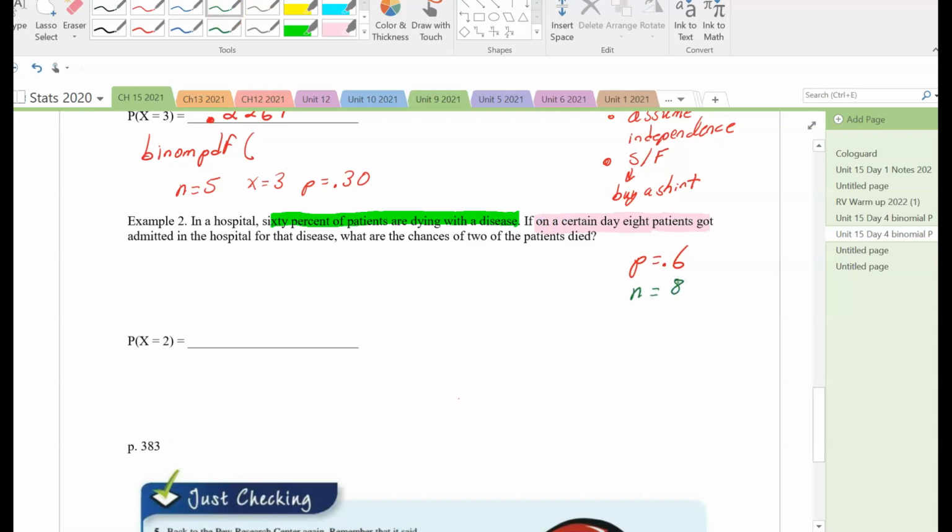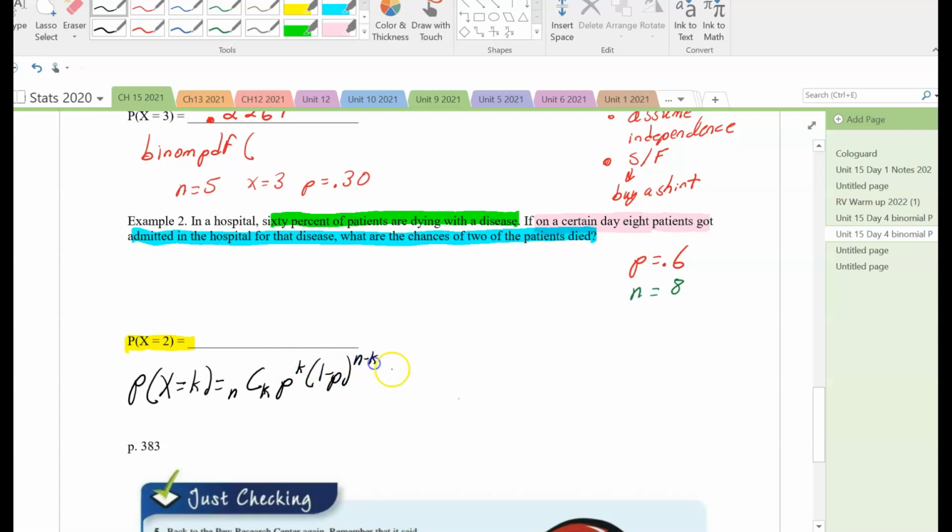And I want to know what's the probability that 2 patients had died from this given disease. So you can see I wrote it in notation, probability that x equals 2. For those that are moving on to college, you may use the formula. So the probability that x equals k is n choose k, p raised to the k, 1 minus p to the n minus k.